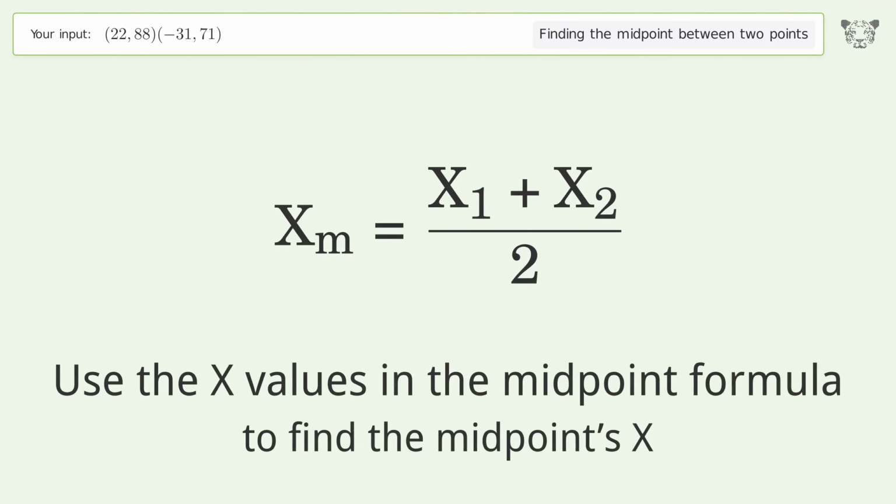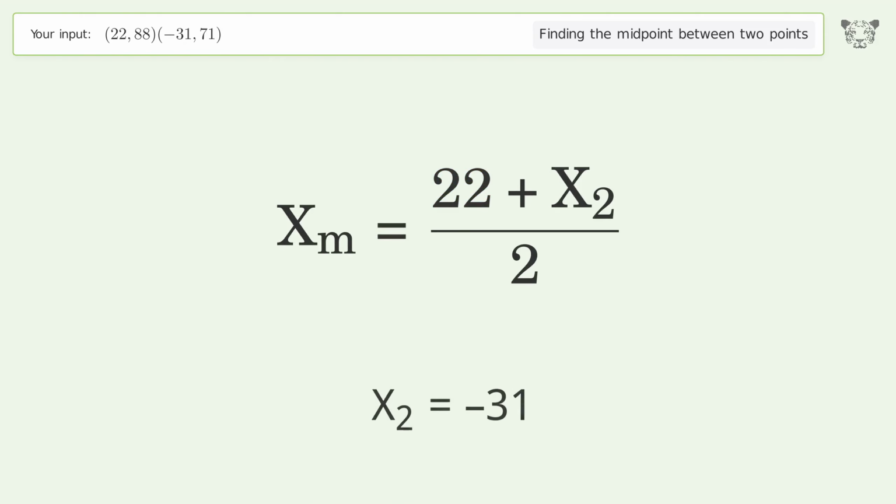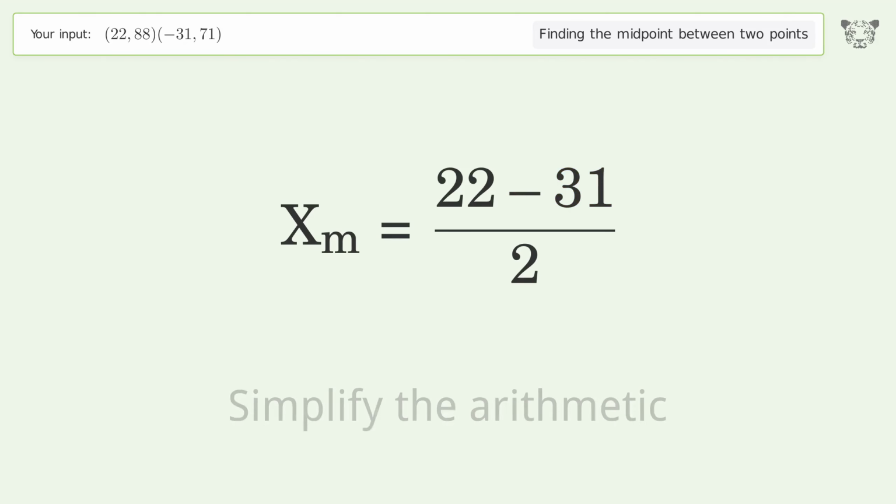Use the x values in the midpoint formula to find the midpoint's x. x1 equals 22. x2 equals negative 31. Simplify the arithmetic.